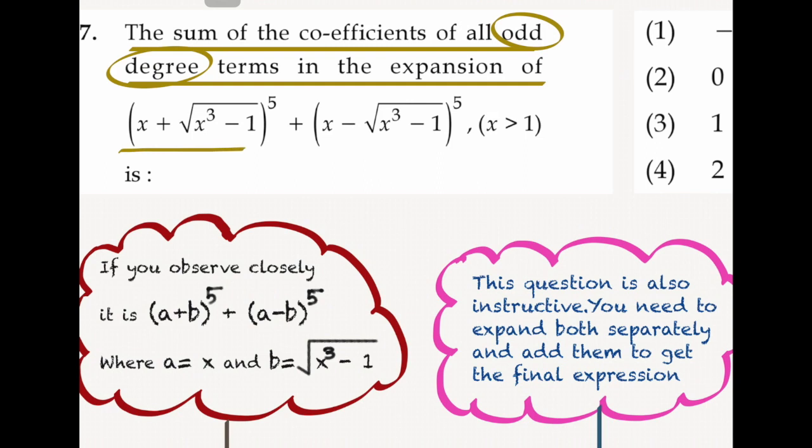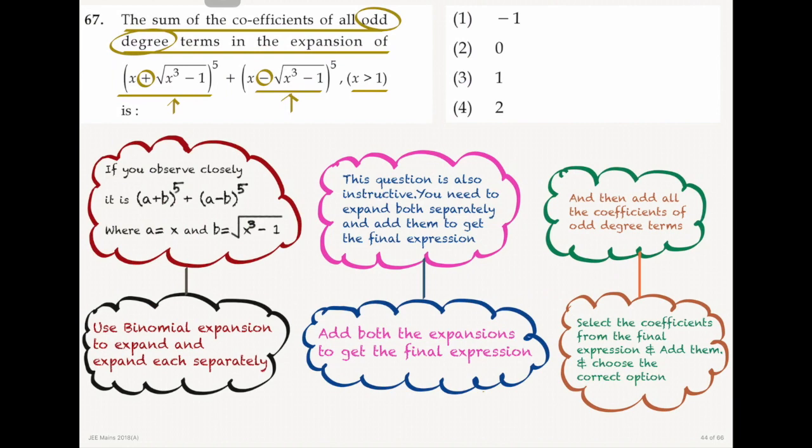(x + √(x³ − 1))⁵ + (x − √(x³ − 1))⁵, where x is greater than 1. If you focus on this expression and this expression, they are almost the same expression with just a single difference: one has plus in the middle and the other has minus in the middle. So we'll see what exactly it means. And the options are −1, 0, 1, 2.